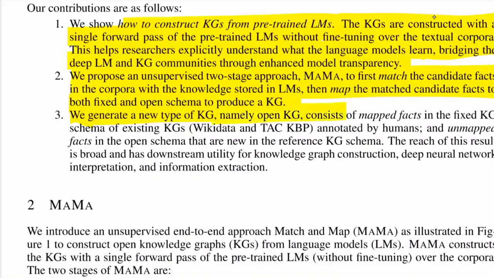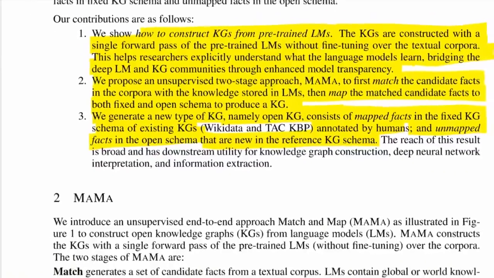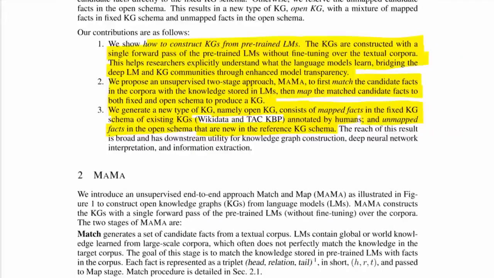They say, namely, the open knowledge graph consists of mapped facts in the fixed schema of existing knowledge graphs annotated by humans, and the unmapped facts in the open schema that are new in the reference knowledge graph schema. So what they claim here is that their system finds these new relations that don't even exist in the schema and is able to uncover, kind of build new additional schema entries. And they call this the open knowledge graph. I'm a bit skeptical of this, as we're going to see.